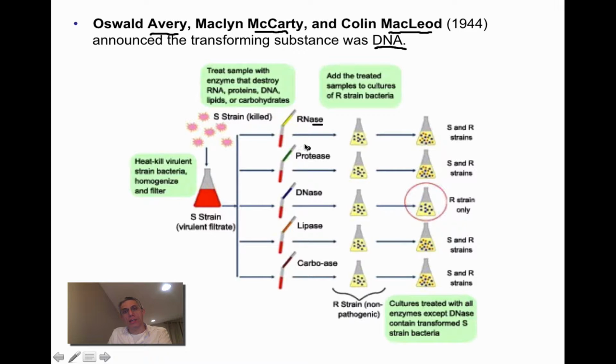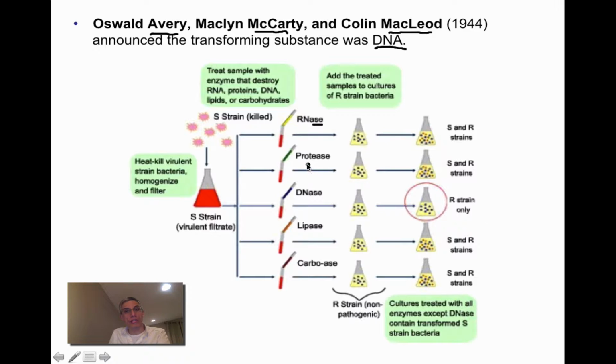And in each of his samples, what he was doing with these enzymes is he was basically removing different materials from the sample. So we have 5 different materials that he was going to remove individually from each group. The first one dealt with RNA, so he was going to be removing the RNA from this sample, but he was leaving the other 4, and the other 4 would be protein, DNA, lipids, and the carbs down here at the bottom. So if you notice, when he removed the RNA and he added the treated samples to cultures of R strain bacteria, so again very similar to what Griffith had done, the end result was both S and R strains, so the deadly strain was still produced.